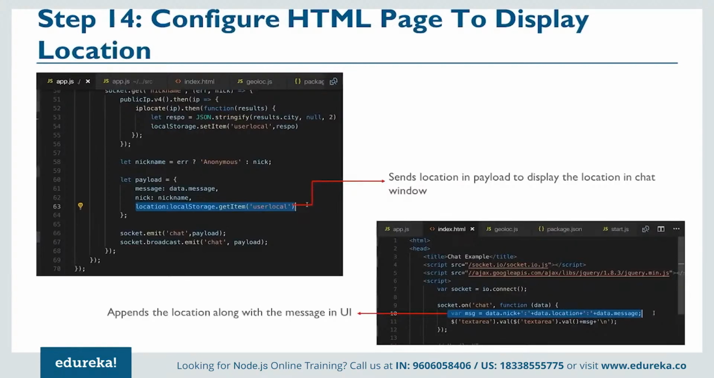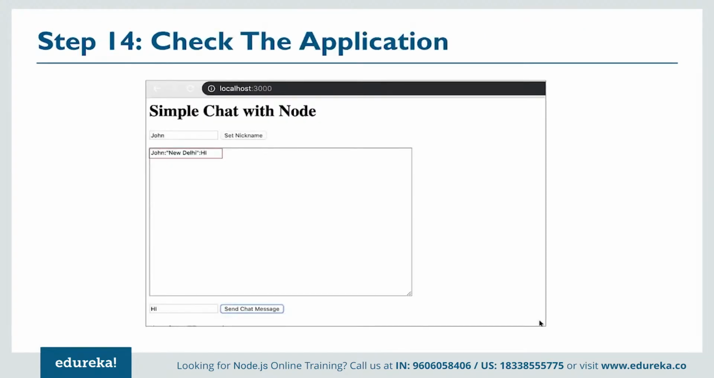Configure the HTML page to display the location. So it sends location and payload to display the location in the chat window, and then we append that. We showed the list of all the messages in the text area with first the timestamp and then the message. So we will also append the location over there. So let's see how this goes.